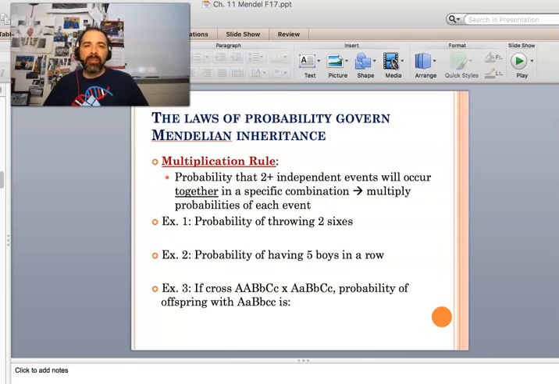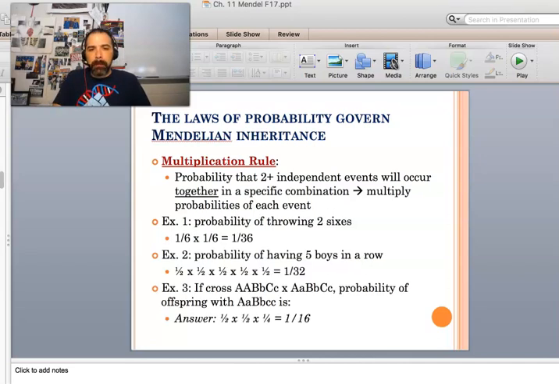When we're talking about the laws of probability and Mendelian inheritance, we need to talk first of all about the multiplication rule, which we've shown in class. The probability that two or more independent events will occur together in a specific combination, you multiply the probabilities of the events. So the probability of throwing two sixes, the probability of having five boys in a row, or if we cross those two genotypes, the probability of offspring with that particular type. If you throw two sixes, 1/6 times 1/6 is 1/36. The probability of having five boys in a row, a half, a half, a half, a half, a half, is 1/32, and then 1/16, which we did.